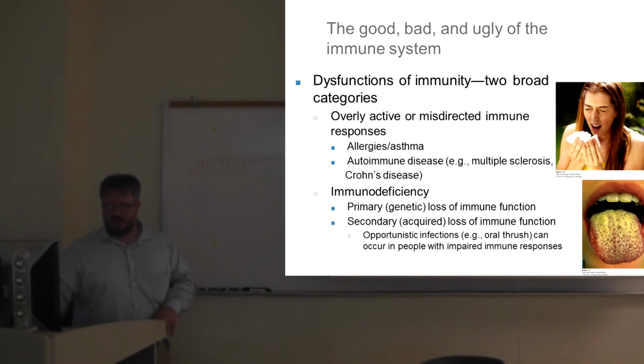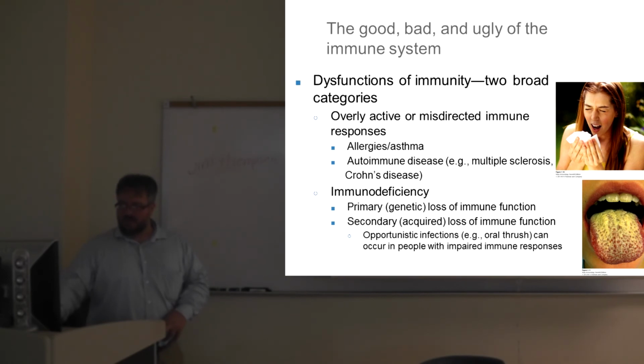Autoimmune disease, it's not super common, but it does happen. Multiple sclerosis, Crohn's disease, irritable bowel disease, certain other things. There are a lot of autoimmune diseases where our immune system mistakenly attacks our own cells. Type 1 diabetes is another.